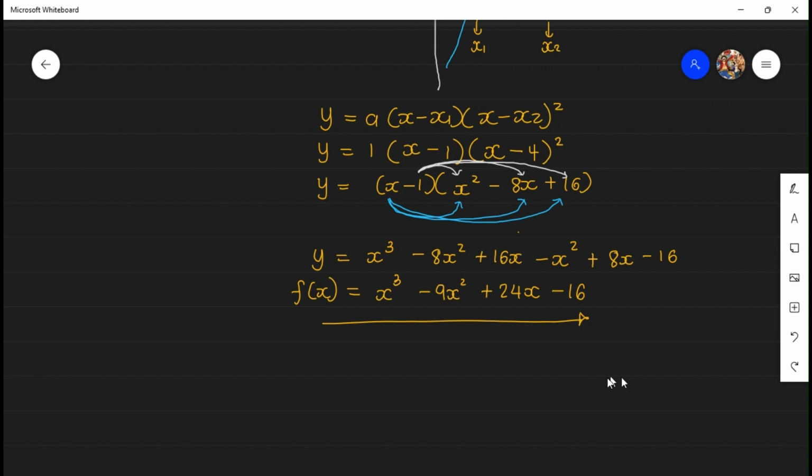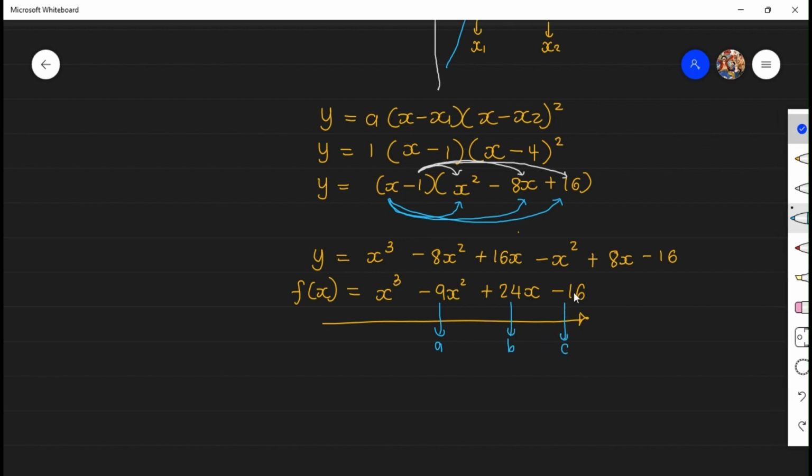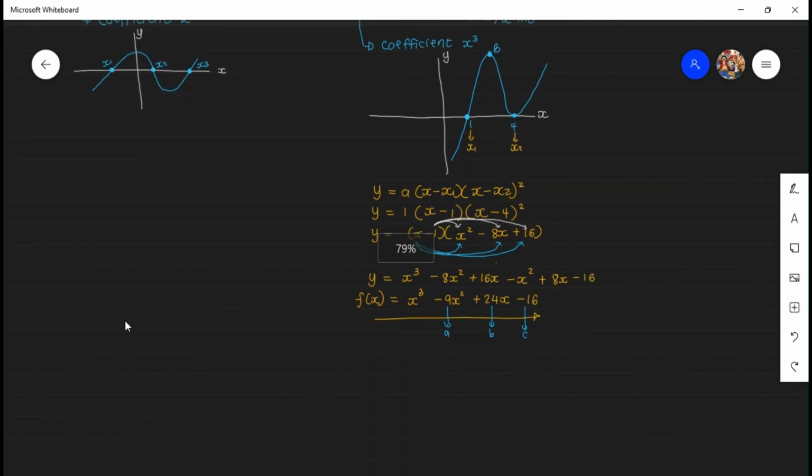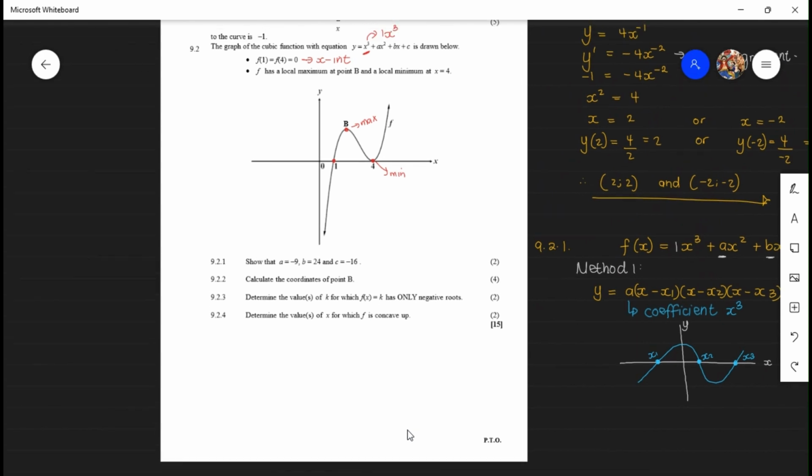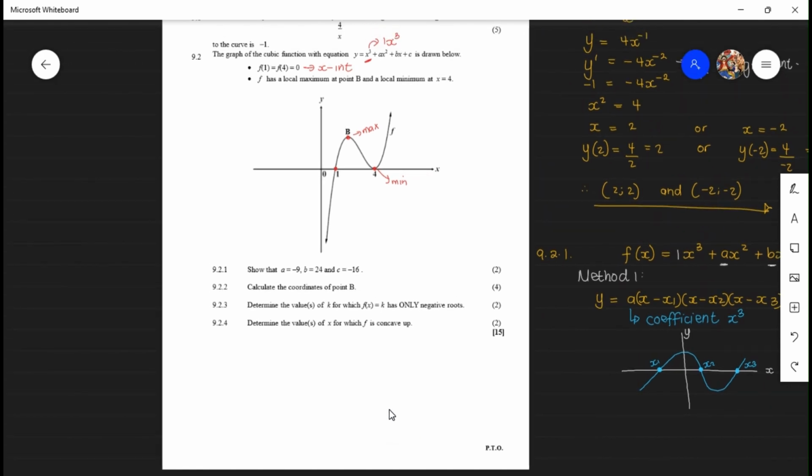So let us go back to the question and see if we have the correct equation. Keep in mind, we need to have a equals negative 9, b equals 24, and c equals negative 16. So this is our value of a, b, and c. Let us go and see. And yes, as you can see from the question, A is negative 9, B is 24, and C is negative 16. So that is question 9.2.1.